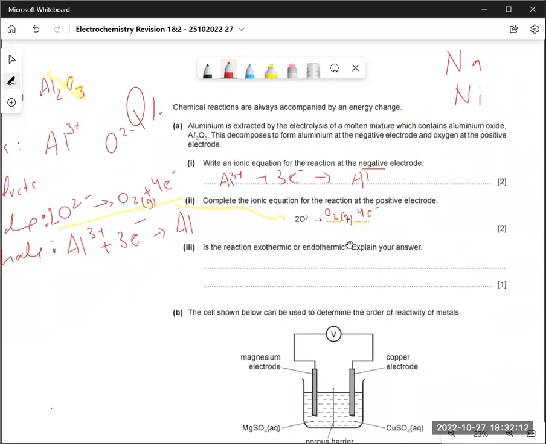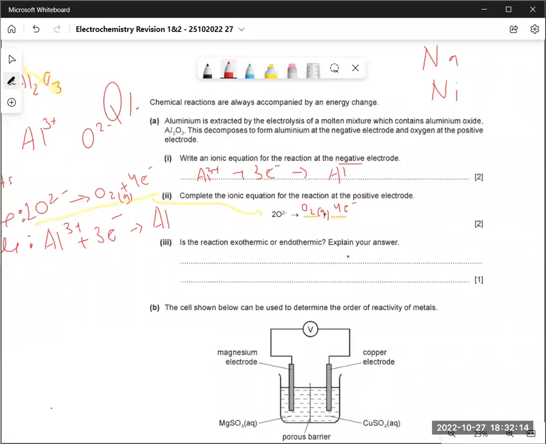All right. Is the reaction endothermic or exothermic? Explain your answer. Well, we need to know that aluminium extraction is electrolysis. Okay, they're asking for which equation actually. Now, are these reactions endothermic or exothermic? Can you tell me? I haven't told you yet. So please write in your notebook.